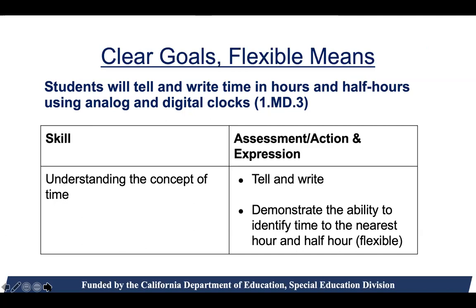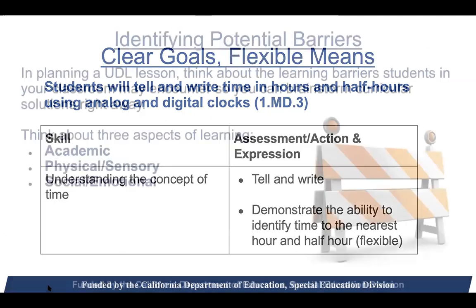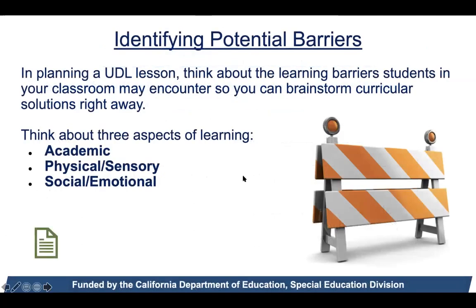So we have to be able to analyze the standards and the lesson objectives that we're putting in front of students to ensure that there's construct relevancy in what we're assessing and what we're teaching. Let's look at identifying potential barriers. As I said earlier, we're going to go through this process of identifying potential barriers, whether we're looking at the lesson objective, the assessments, the methods, or the materials.